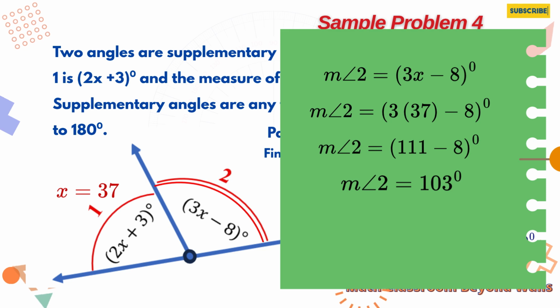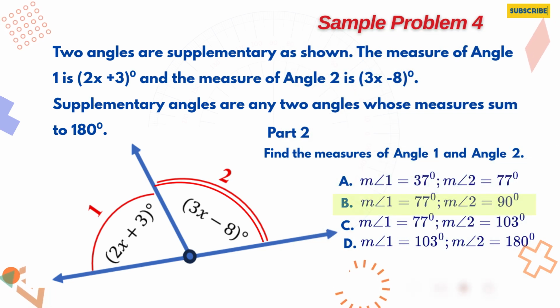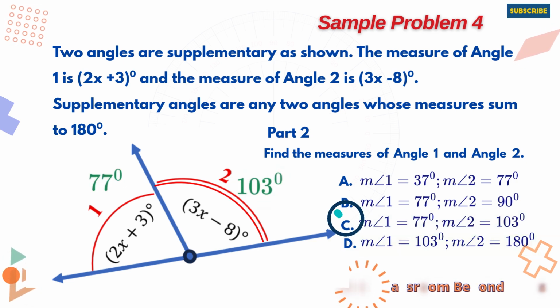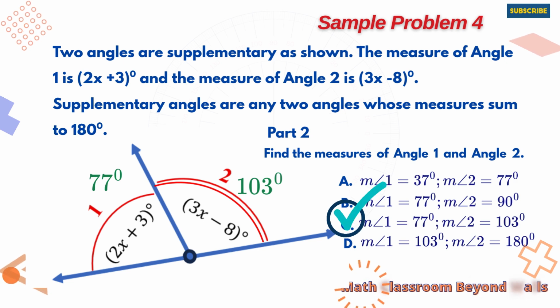So what is our answer, learners? Is it option A, option B, option C, or option D? Okay, so the answer is option C. Now, how do we check if the measures of the angles are correct?